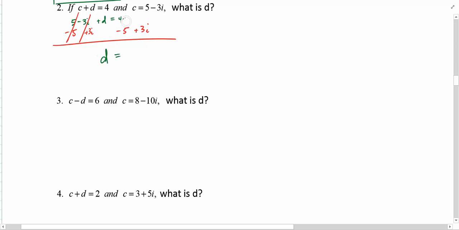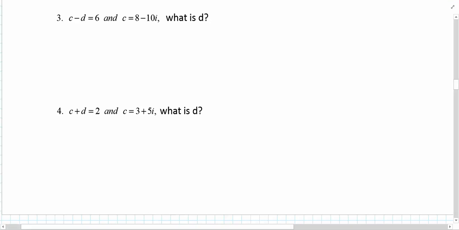Now the real number parts can combine with real numbers, so 4 minus 5 is negative 1. And there was no imaginary component over here. 0i is what we had if the number was unwritten. So 0i plus 3i is 3i. If I had nothing and add 3i to it, that leaves me with 3i as well. So d in this case is negative 1 plus 3i.